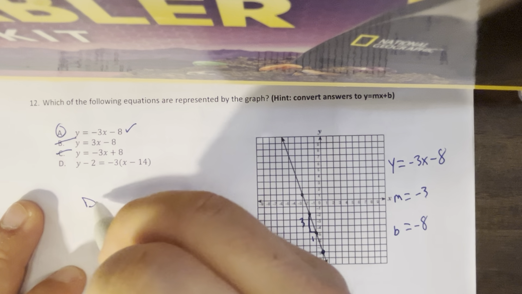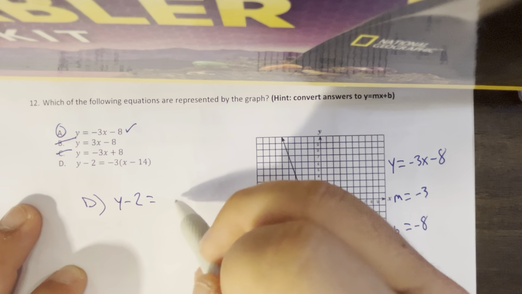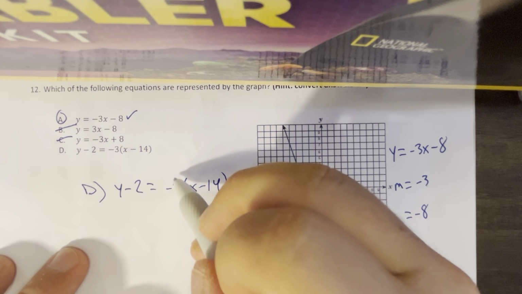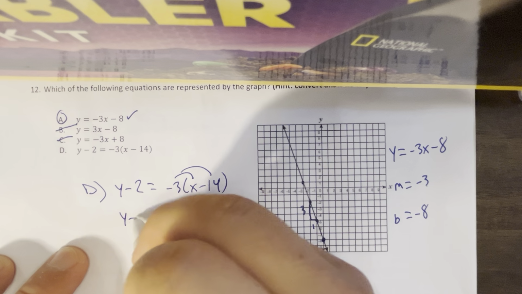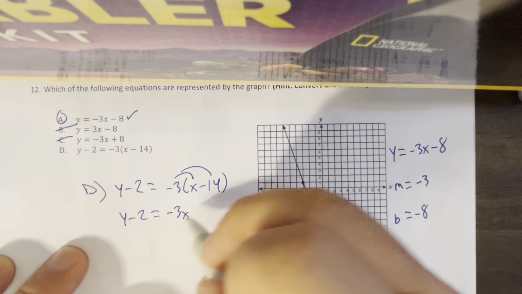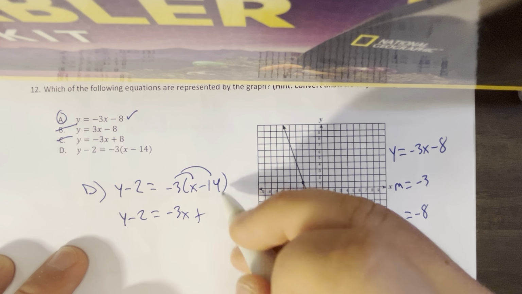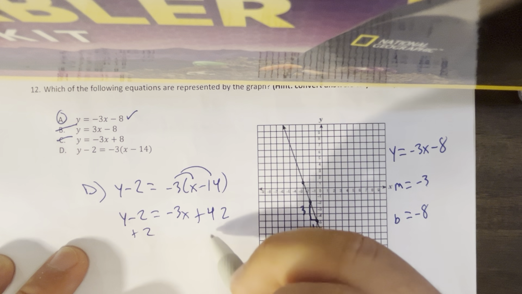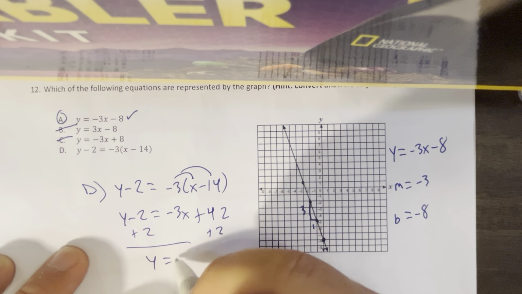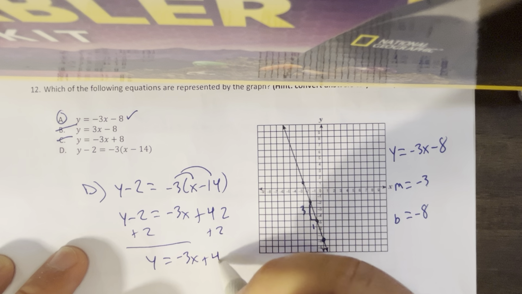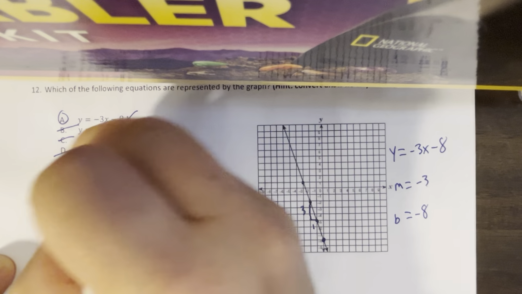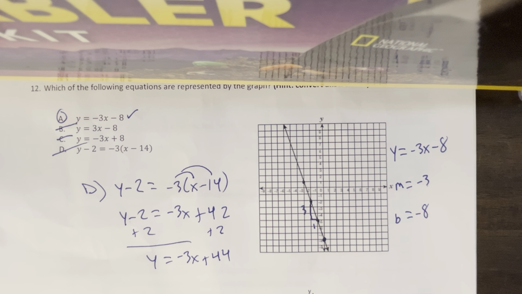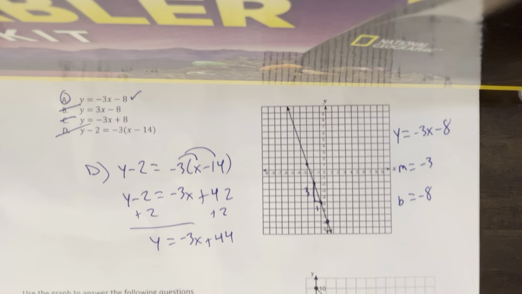So for D, y minus 2 equals -3x minus 14. And so we'll distribute the -3. -3x plus 3 times 14 is 42. And then we'll add 2 over. Y equals -3x plus 44, not the y-intercept that we had. So A is the only answer.